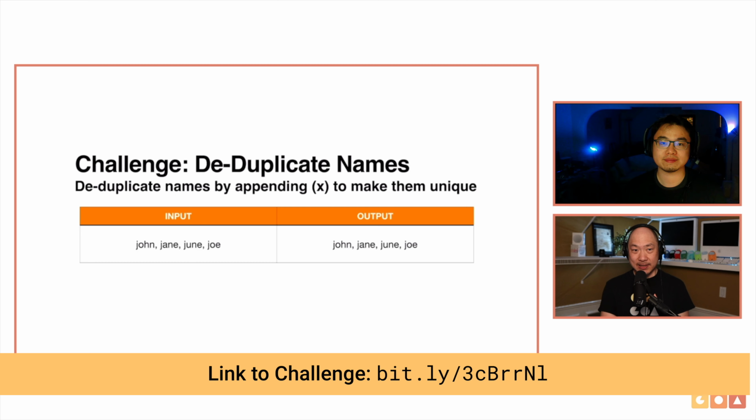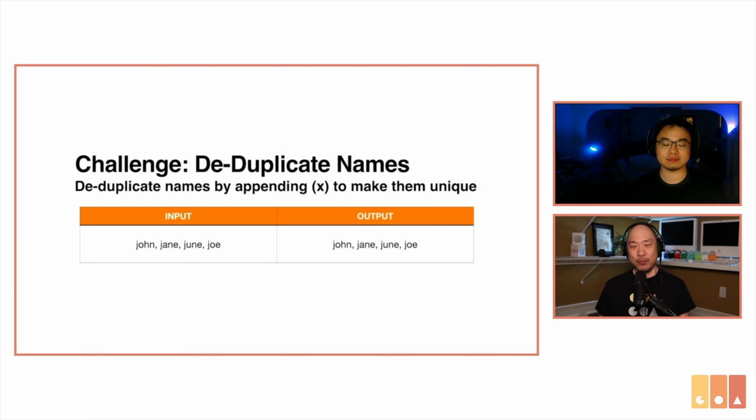Okay, awesome. Thank you, Ronald. So just a quick recap on what the problem is. For lack of a better name, I'm calling this challenge the deduplicate names. So we have to deduplicate names by adding bracket x, where x is an incrementing number, to make them unique. So these were the problem sets that we provided you.